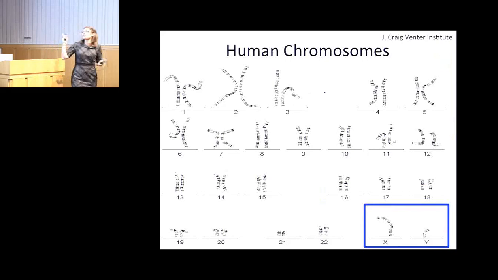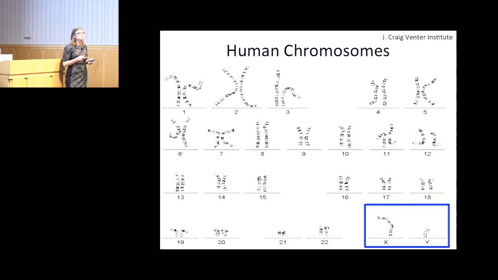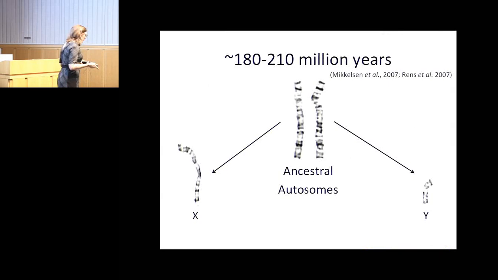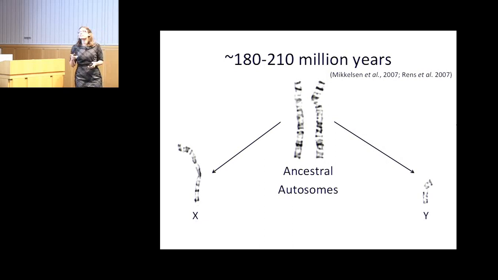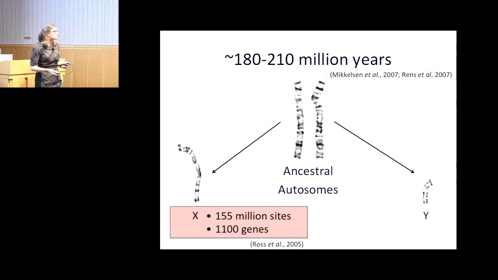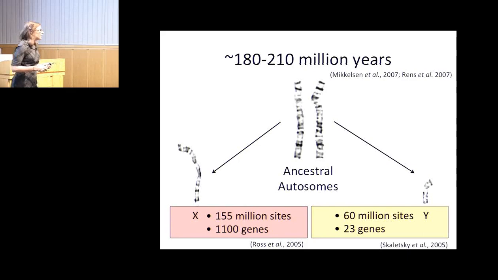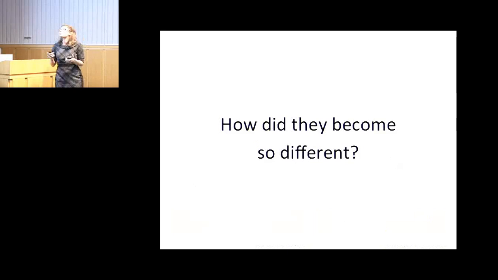So here's a human karyotype. So we all have two copies of all of our chromosomes and an X and a Y chromosome. And these are fascinating to me because they were once identical. And now females have two X chromosomes, males have an X and a Y, but over the last 200 million years, they've become very different from each other. So the X chromosome has about 155 million sites on it and 1,100 genes. The Y chromosome is about 60 million sites and only 23 unique genes. And this has happened over the last 180 to 210 million years. And one of the questions that drives my research is, how did they become so different?